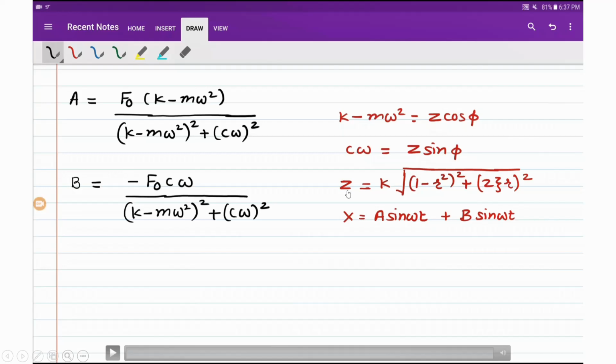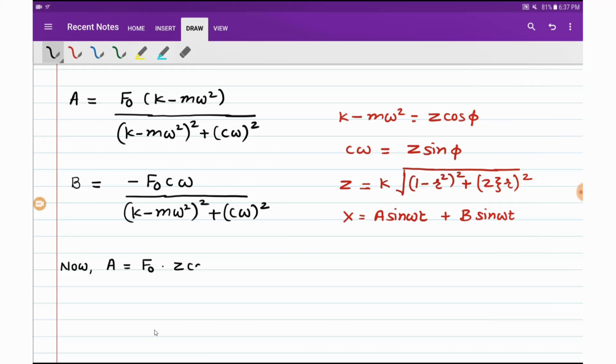Then we have derived z is equal to k square root of [(1 minus r square) bracket square plus (2 zeta r) bracket square]. And then x is equal to a sin omega t plus b cos omega t. The value of b also we have derived, and this is the value of b which we have written over here. Now we have to simplify or modify these values of a and b.